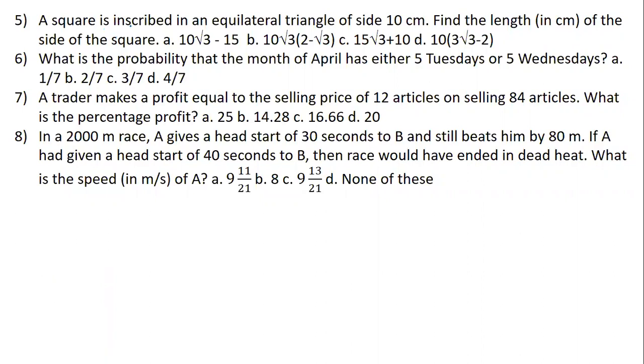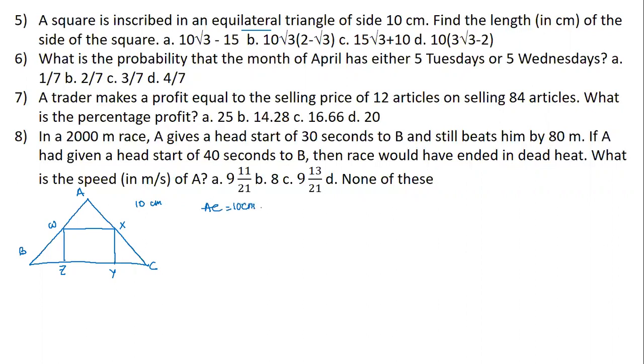The question says that a square is inscribed in an equilateral triangle of side 10. So let me draw an equilateral triangle. The diagram may not be perfect, but just try to adjust it and understand it. So this is basically a square. Let me name the triangle A, B, C and the square W, X, Y, Z. The side is given to be 10, so the length of AC is 10 centimeter.